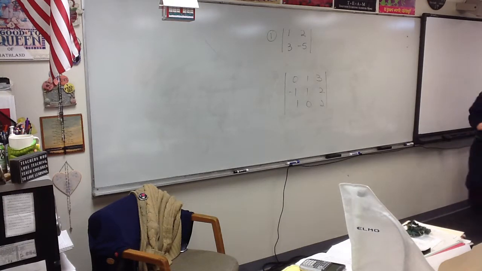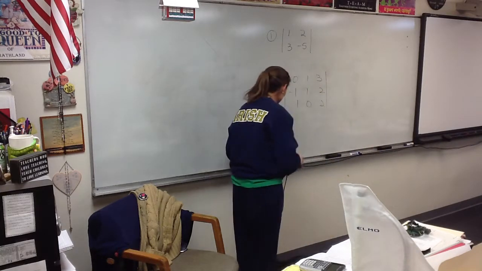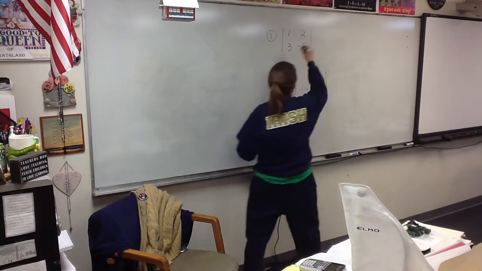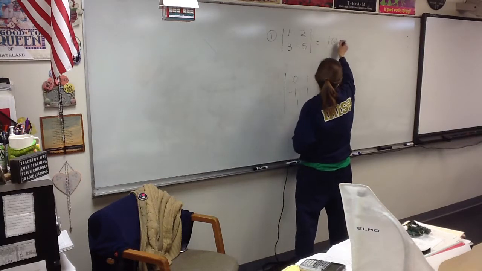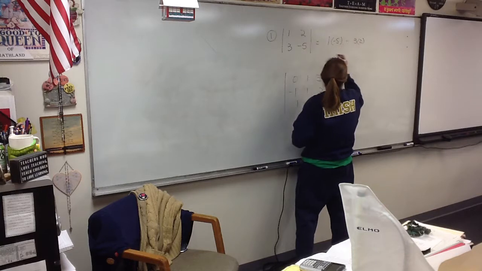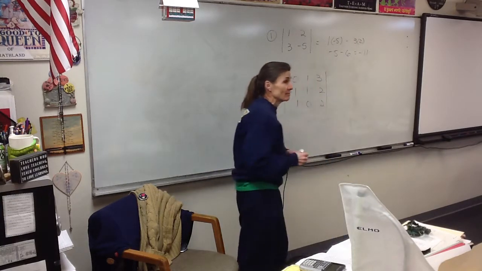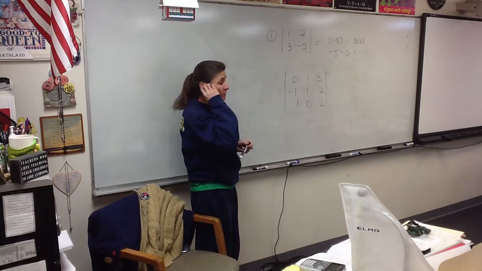All right, so here we go. If you didn't know how to do it, this is your chance to catch up. We are going to do these problems. The first one, we take 1 times -5 and 3 times 2, and we subtract them. So -5 minus 6. How many got -11? You are right on target.